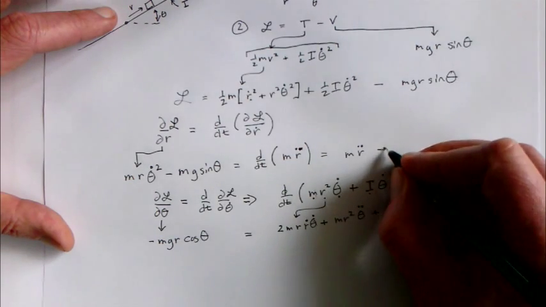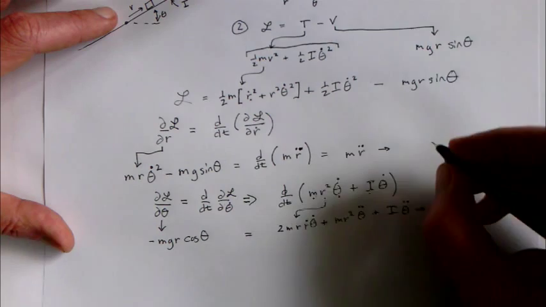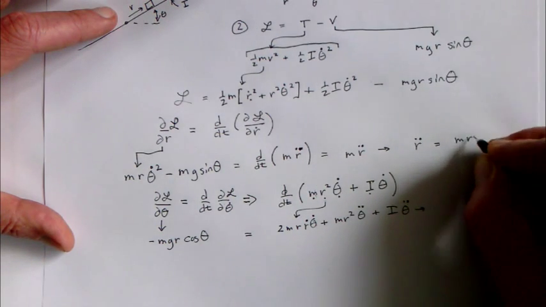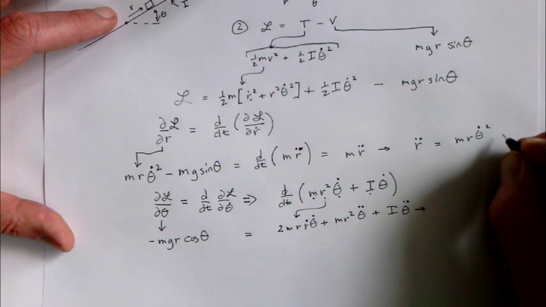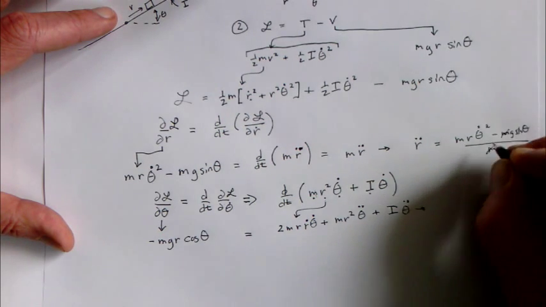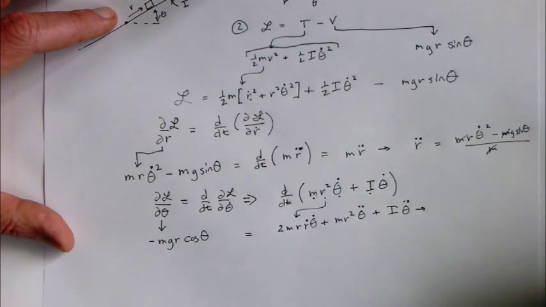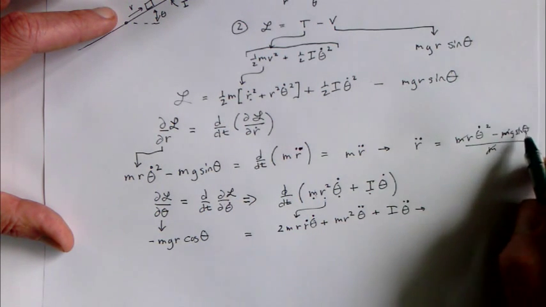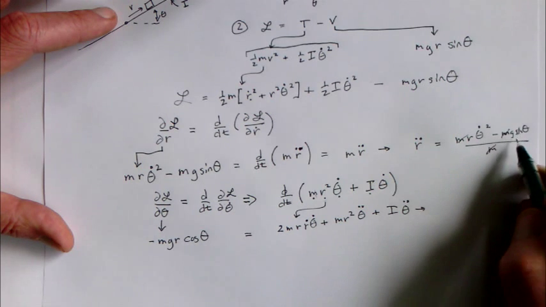I can actually now figure out what my equations of motion are more neatly. So r double dot is equal to m times r times theta dot squared minus mg sine theta, all divided by m, right? So I can cancel out all my m's, right? Notice that r double dot has this sort of centripetal term, and then also has a term that has to do with how much the ramp is tilting.